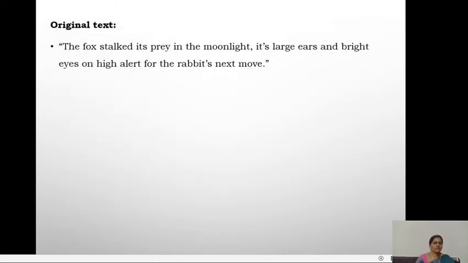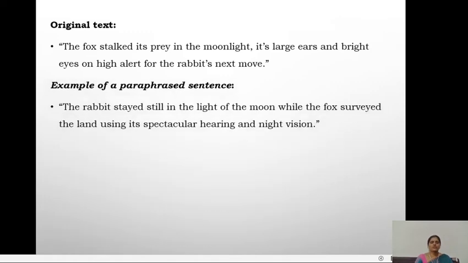Now, let us take one more example. Original text: The fox stalked its prey in the moonlight, its large ears and bright eyes on high alert for the rabbit's next move. So this is the kind of text that you have read. When you are putting it in your own words, you should make it simpler, and if anyone reads that paraphrase, they should be able to understand it easily.